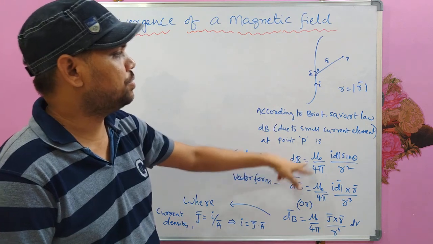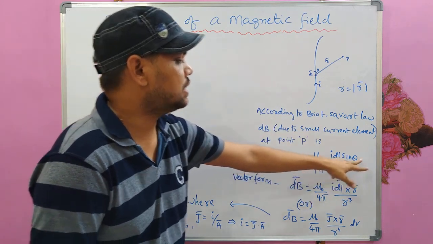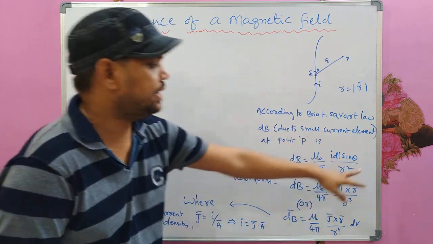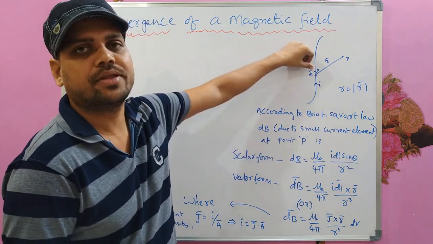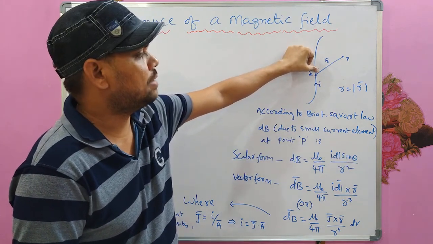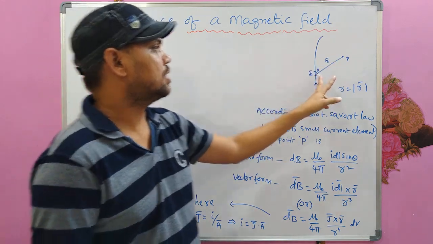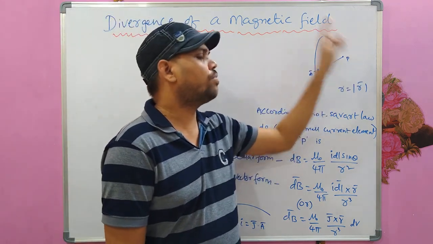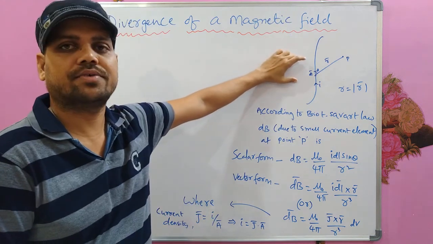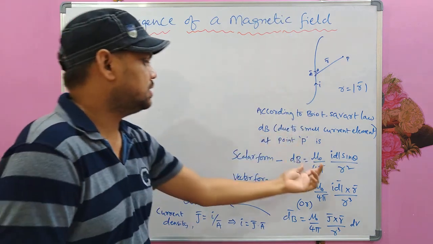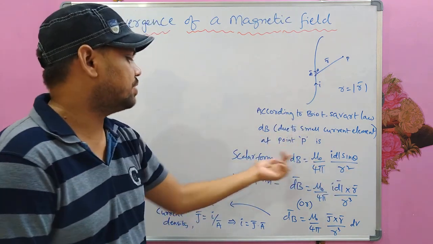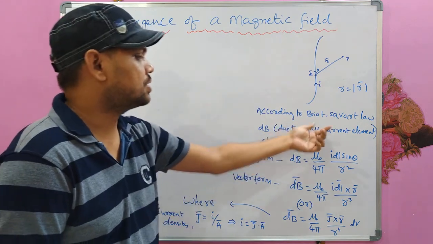dB equal to mu naught by 4 pi, I dl sin theta by r square, where theta is the angle between the small current element and the line joining the current element and the point where we are finding the magnetic field. This gives you the magnitude, so that's why I have written the scalar form of the Biot-Savart law.